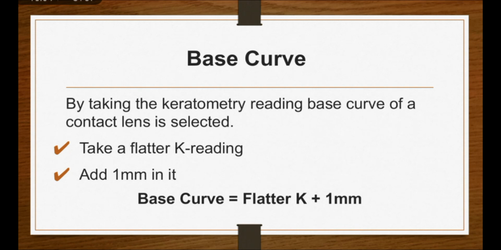So you have to take the flattest K reading and add 1 millimeter so that you can obtain the base curve. For getting the value of base curve, you need to find the flatter K from the keratometry readings and add 1 millimeter, and it will give you the base curve value.